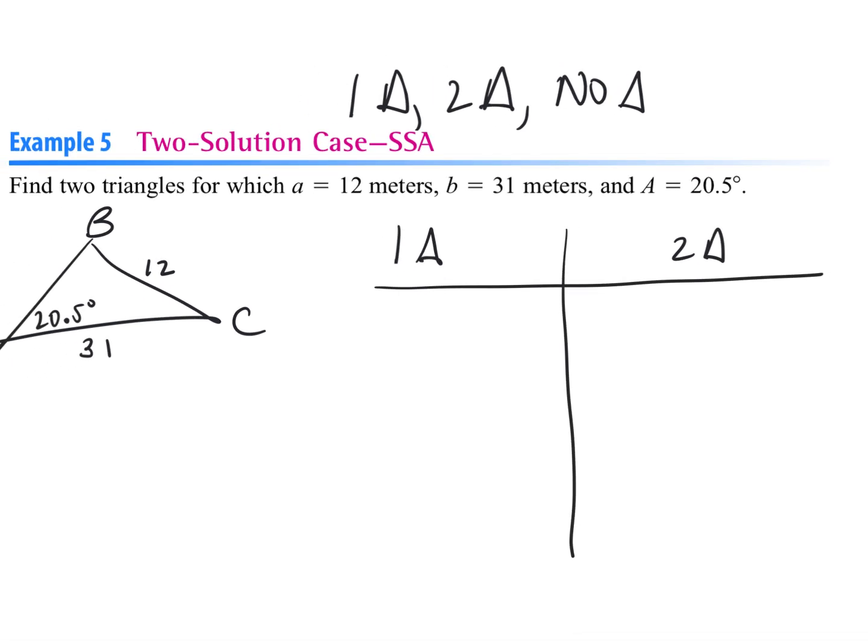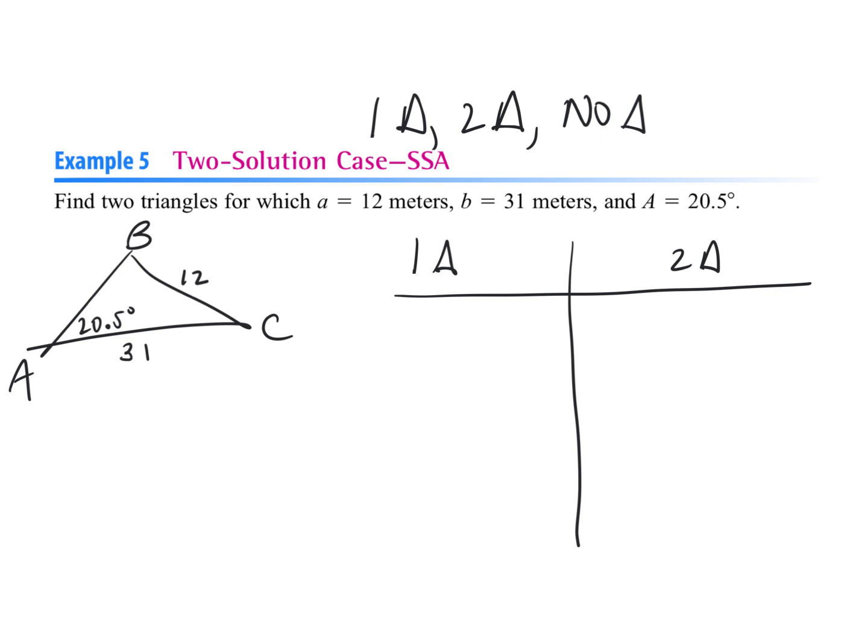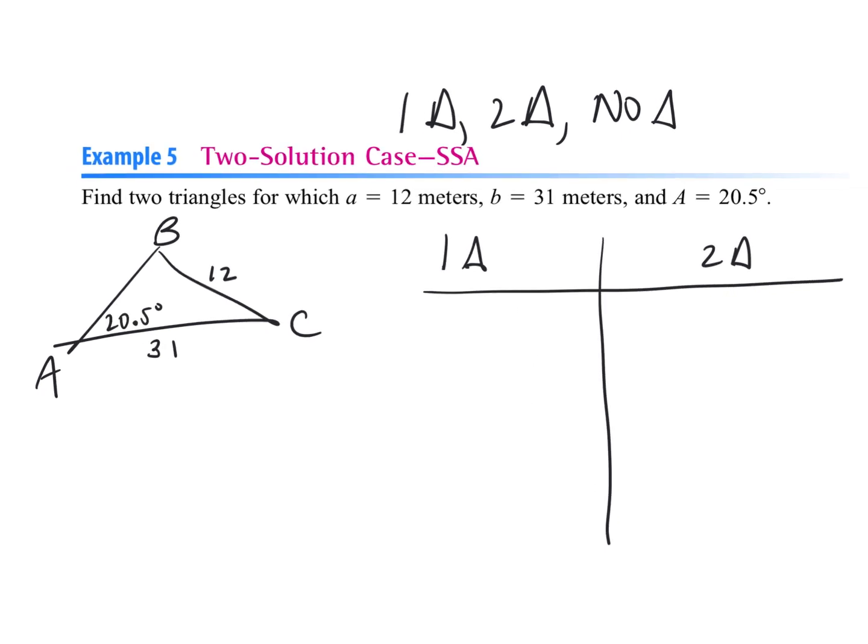What is given in one triangle will be the same in the other. So what angle is given to you? Just the angles will be the same. So angle A in triangle 1 is 20.5. So if there is a second triangle, this will also be 20.5 degrees.